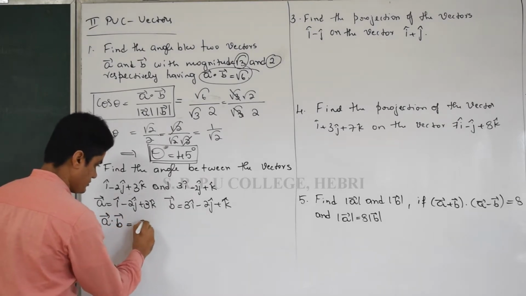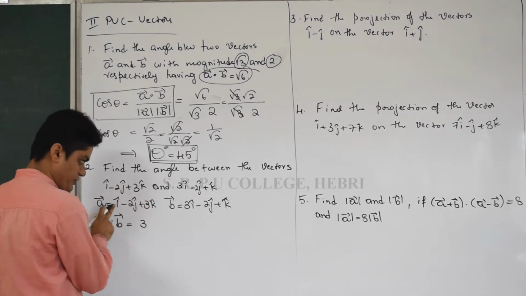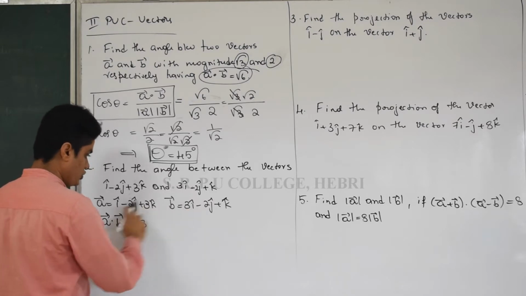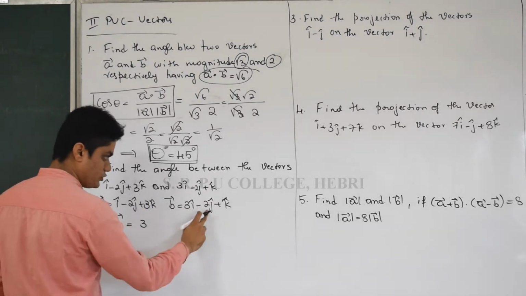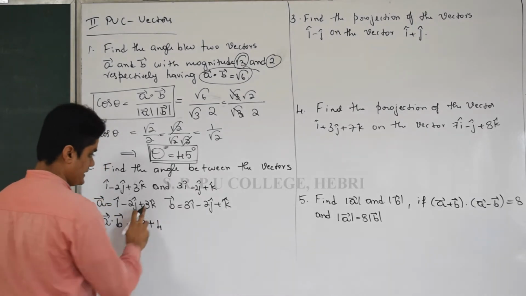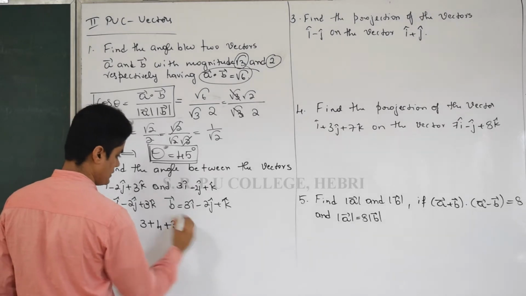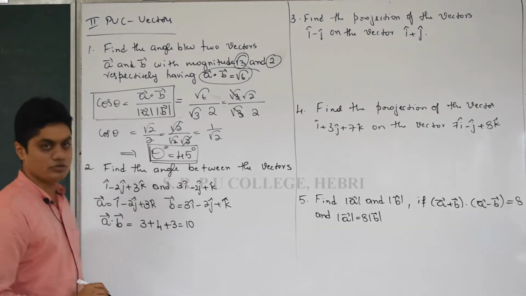What happens? I hope you remember: A1 B1 plus A2 B2 plus A3 B3. Coefficient of i times coefficient of i, multiply. Coefficient of j, minus 2 into minus 2, is 4. In between you have to add these products. Next, 3 into 1, 3. So 7, 10. So vector A dot B is equal to 10.